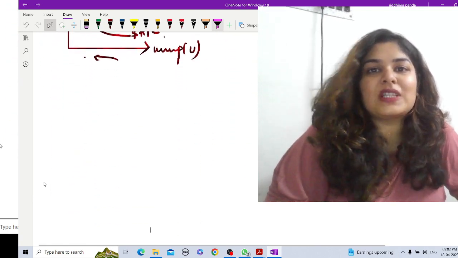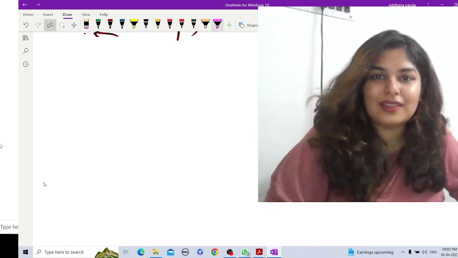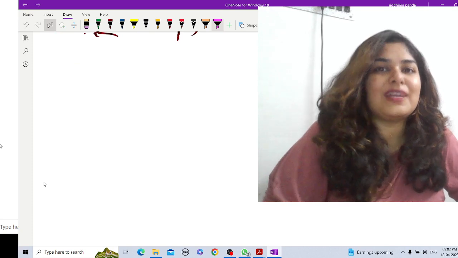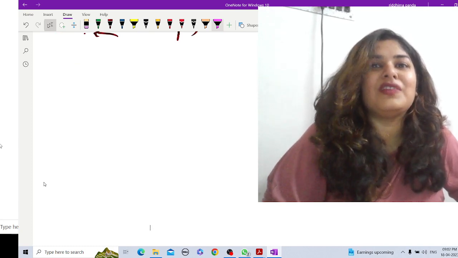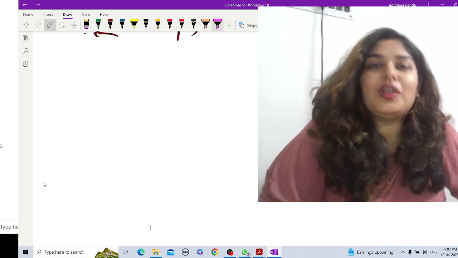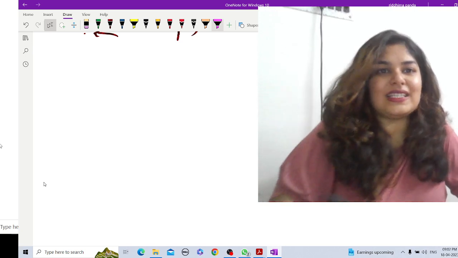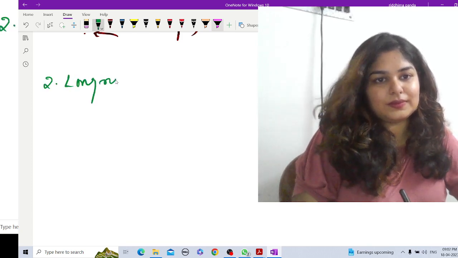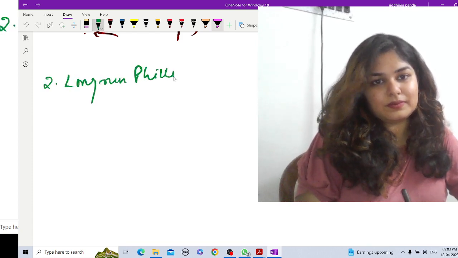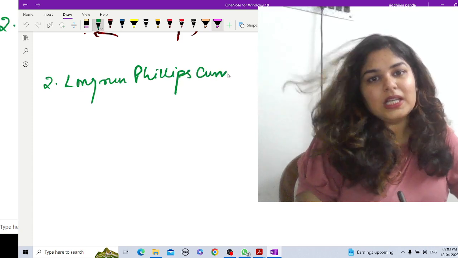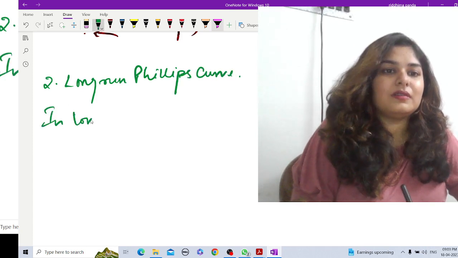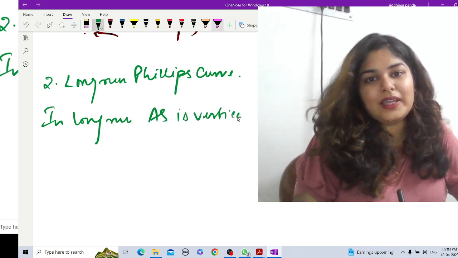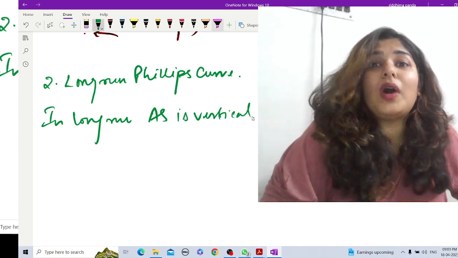The long run Phillips curve is not so bothered with the inverse relation between unemployment and inflation. That means even if there is inflation, the unemployment rate will not be much bothered. It will be more or less the same, that is static. Why is it so? Basically in the long run, our aggregate supply curve is vertical, right? It means it reaches the full employment level.